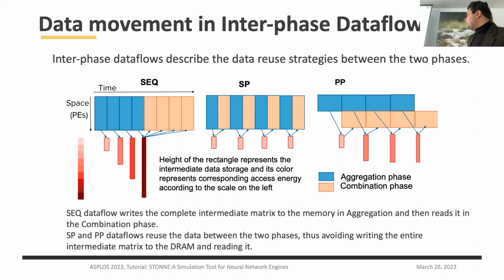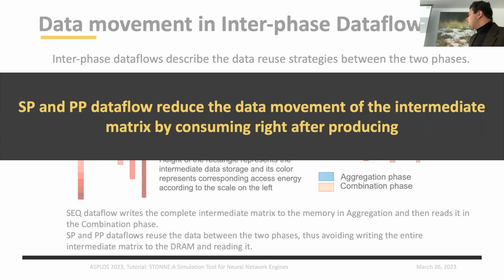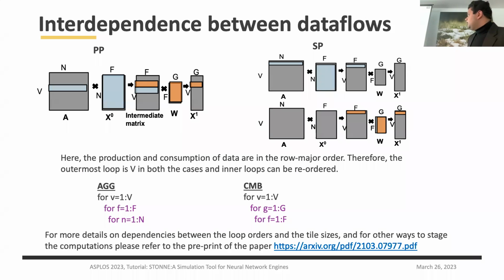Instead, if you could just write a part of the intermediate matrix, read it and finish it off, you are basically having less net occupancy inside the intermediate buffer. You can store them in lower layers of the memory hierarchy, so you don't end up consuming a lot of energy. In parallel pipeline, similarly, instead of doing this reuse temporally, we are doing it spatially. So SP and PP data flows reduce the data movement of the intermediate matrix by consuming the part of the data right after producing. So there is an interdependence between the data flows.